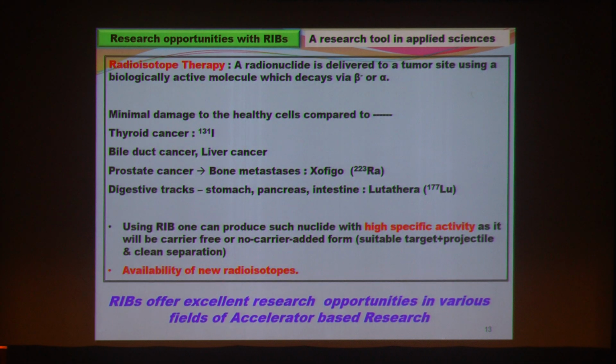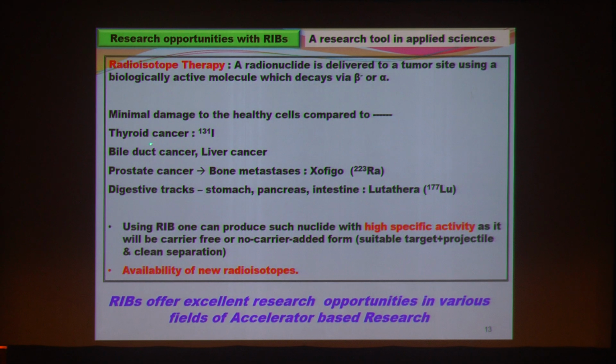From another realm of study, radioisotope therapy, a radionuclide is delivered to a tumor site using a biologically active molecule which decays via beta or alpha. Now, the main goal is that it should produce minimal damage to the healthy cells compared to the nearby cancerous cells.